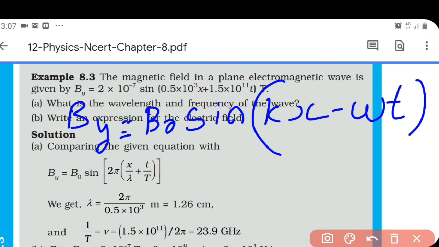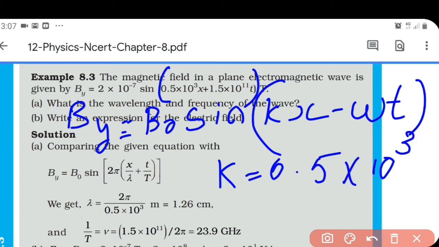You are asked to find wavelength and frequency. So when you compare the argument of sine, in the place of k you have 0.5 into 10 cube, just to make a term by term comparison. From that you can write the value of k. Similarly, omega, and you have a plus here, which means that it is traveling in the negative x direction. So omega is equal to 1.5 into 10 raised to 11.